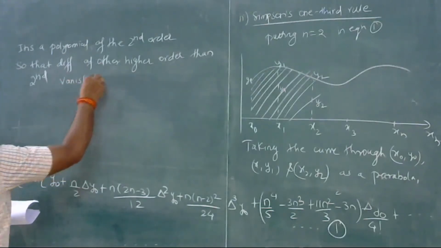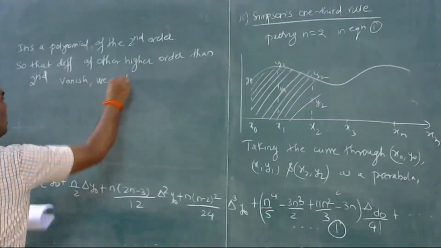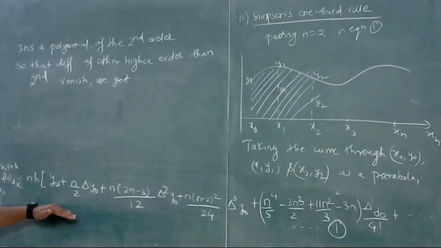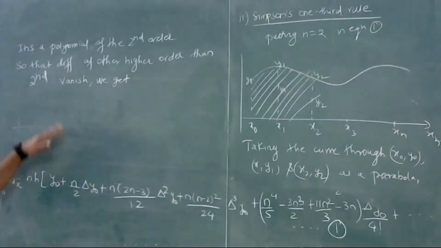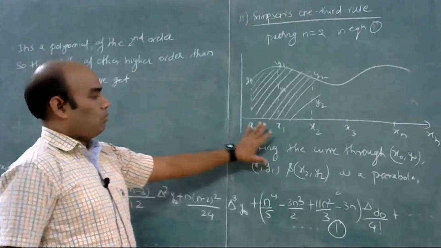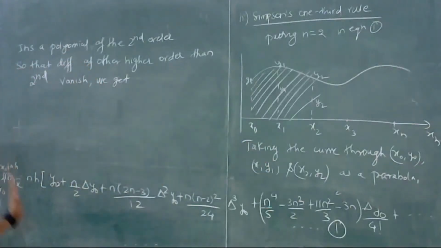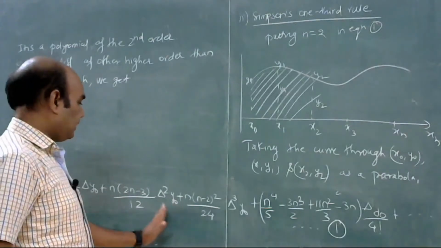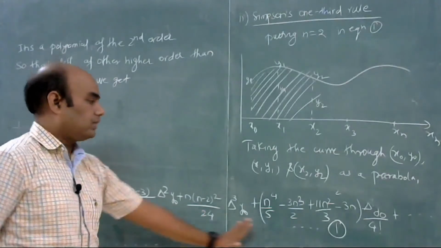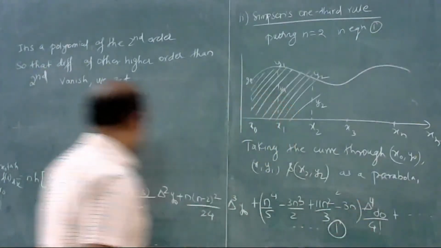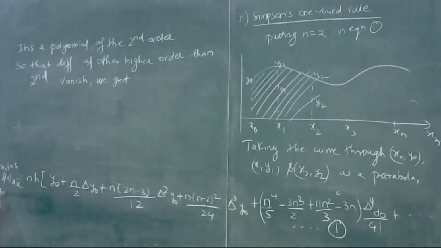So this is very big, and we get... So we are substituting n is equal to 2 here. So this curve represents a parabola. So this is a polynomial of second order. So higher orders, which are greater than 2, will vanish, will be equal to 0. So we substitute 2 here.